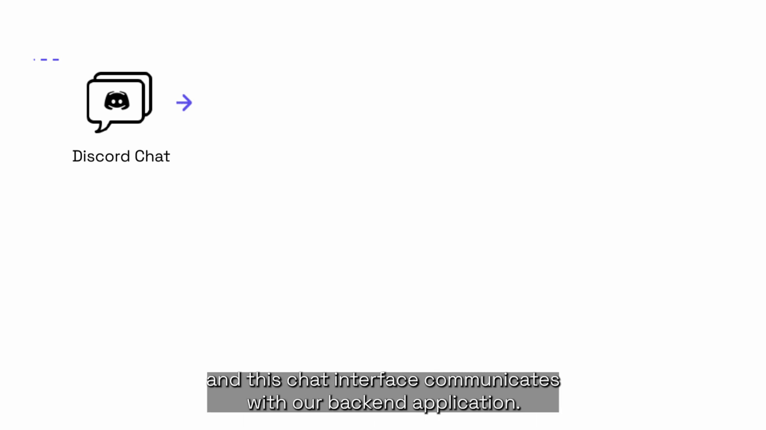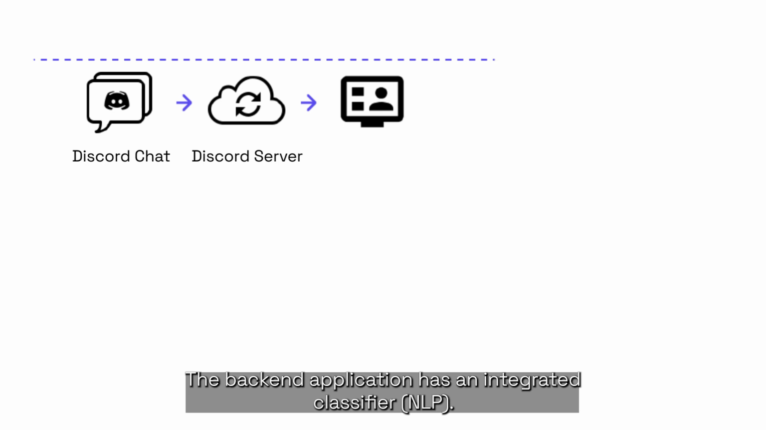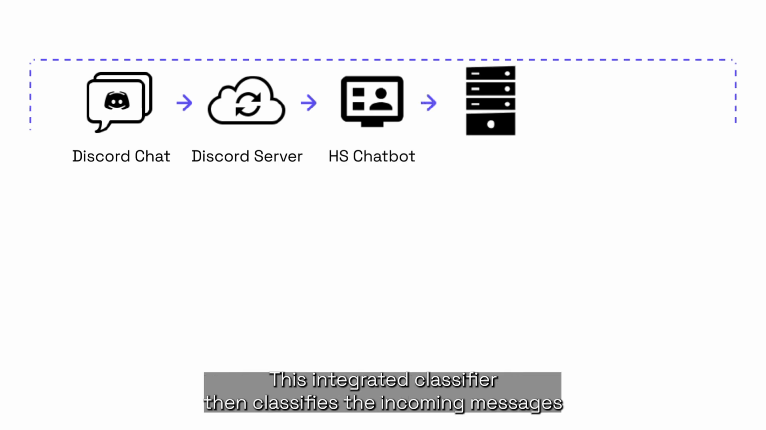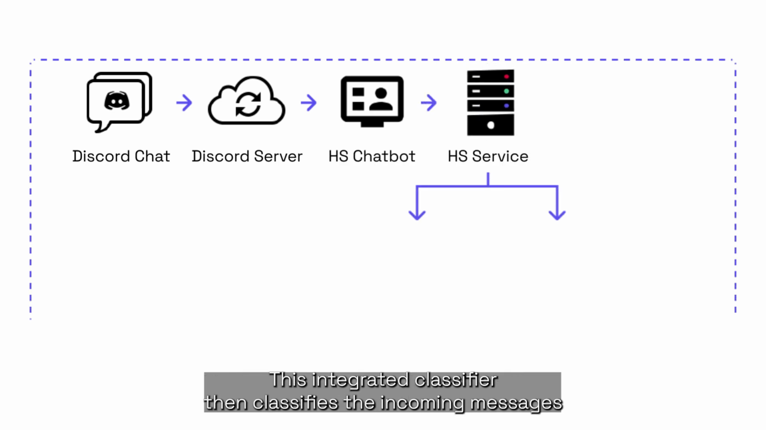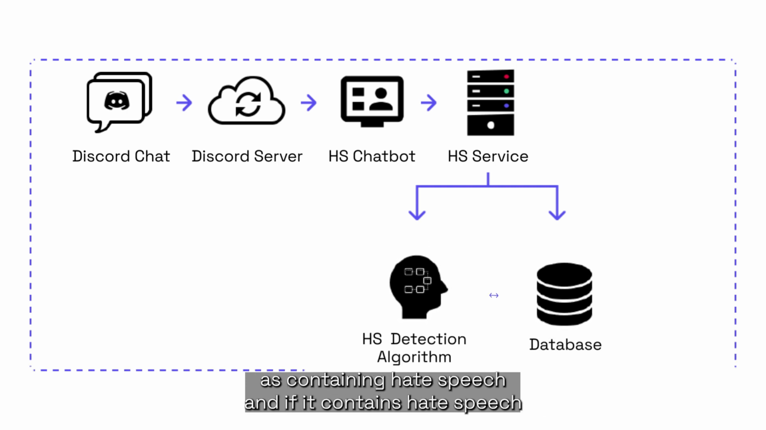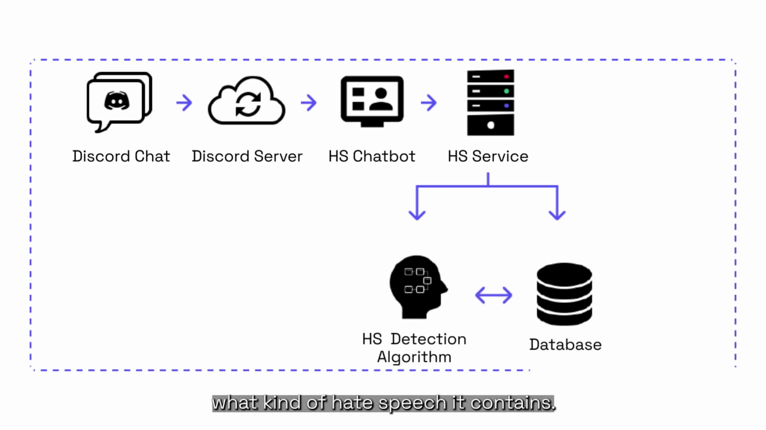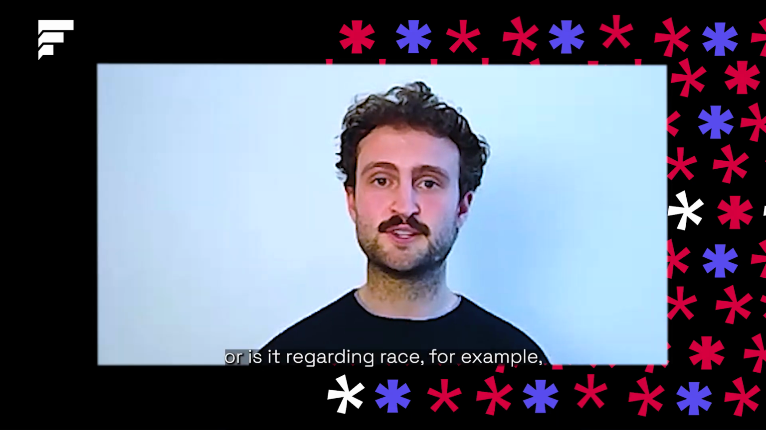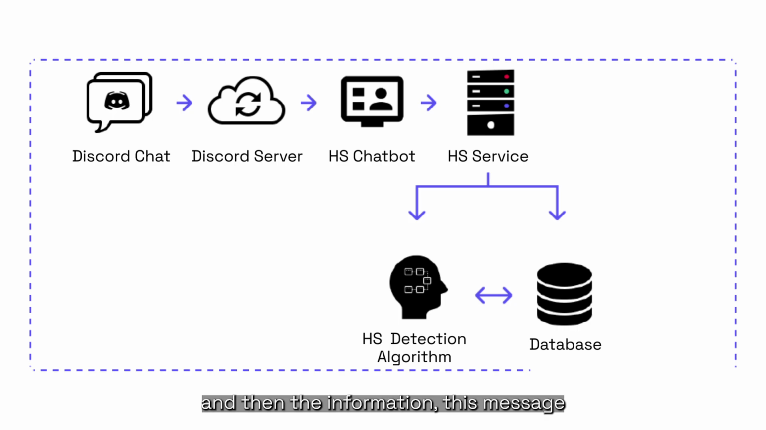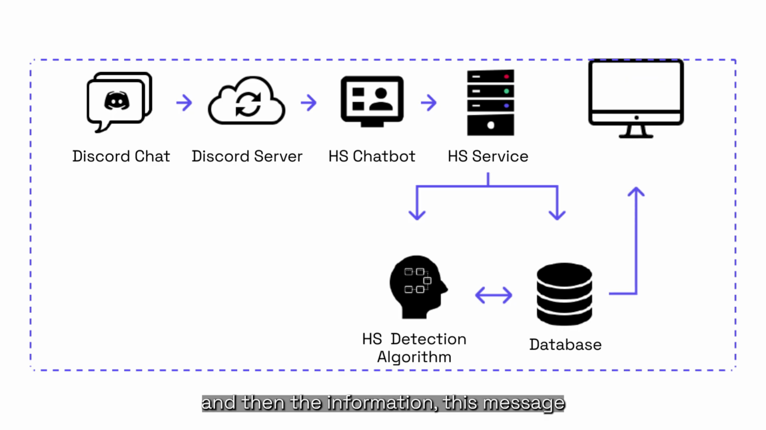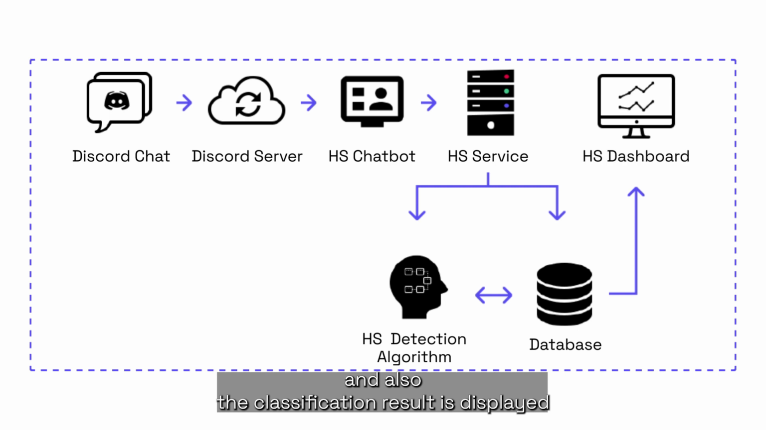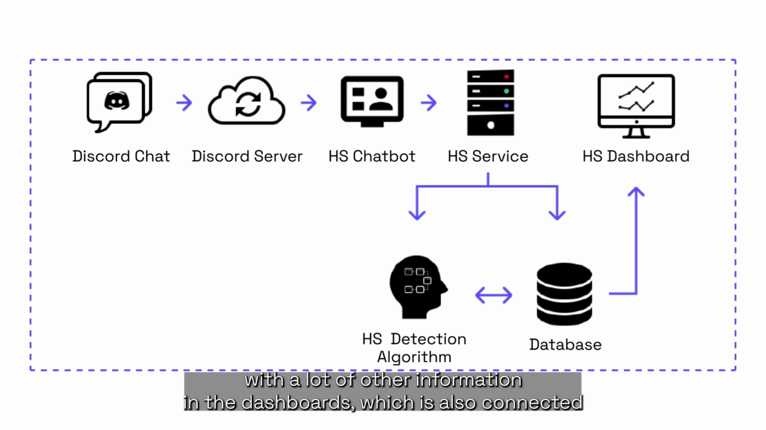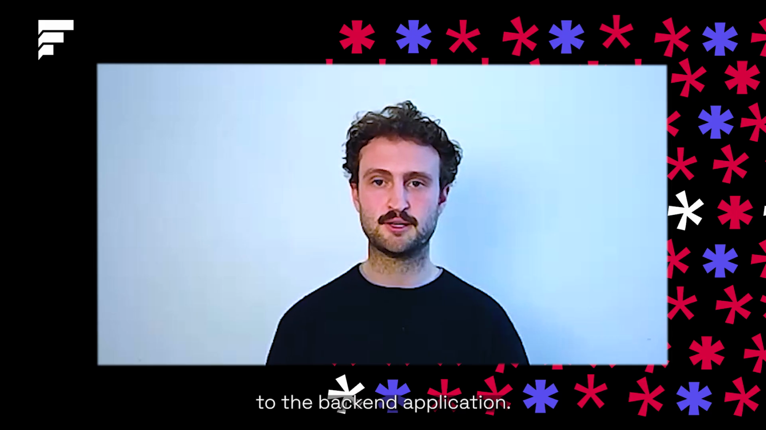We have the chat interface for the students, which is based in Discord, and this chat interface communicates with our backend application. The backend application has an integrated classifier. This integrated classifier then classifies the incoming messages as containing hate speech, and if it contains hate speech, what kind of hate speech it contains. So for example, is it homophobic, or is it regarding race, for example? And then this message, and also the classification result, is displayed with a lot of other information in the dashboard, which is also connected to the backend application.